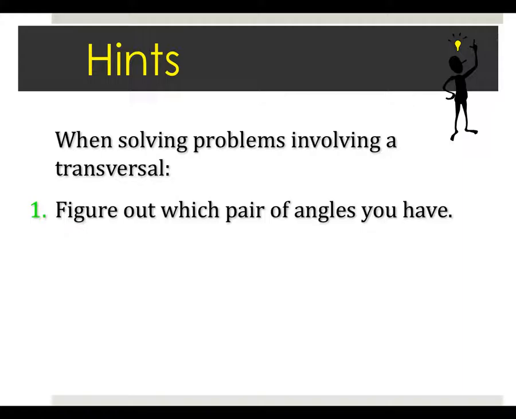Figure out which pair of angles you have. Are you talking about vertical angles? Are you talking about supplementary angles? Are you talking about corresponding, CIA, CEA, AIA, or AEA? Once you know that, then you should know the relationship between those angles. Alternate interior angles, for instance, are equal.